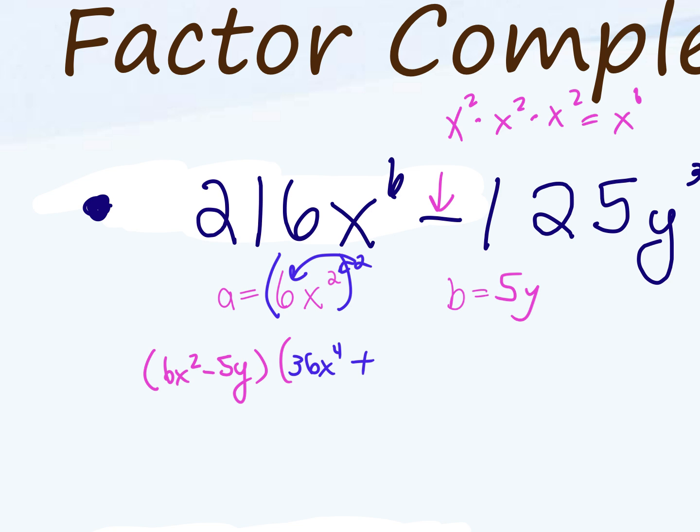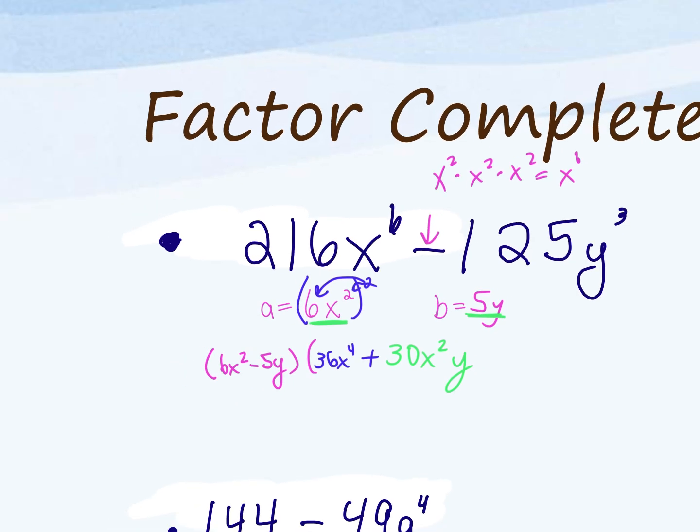Good. And then how do I get my middle term? You're going to multiply a times b. So what do you get? 30x squared y. Perfect. And then how do I get my last term? You square the b. It's always going to be positive because you're squaring, so it's plus. Remember, it goes both places.